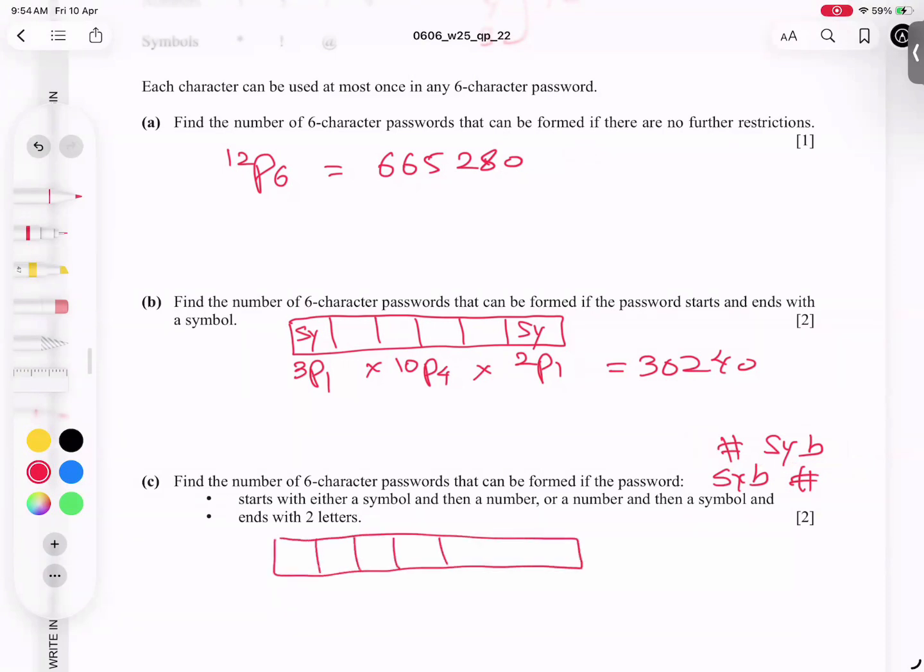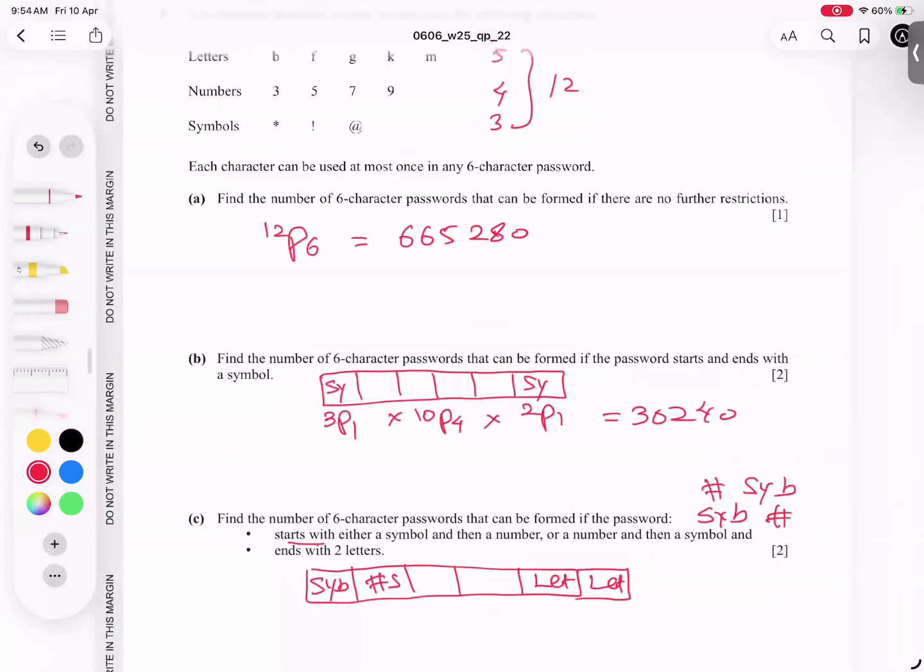1, 2, 3, 4, and 5. Hold on, I make it 1, 2, 3, 4, 1, 2, 3, 4, 5. One more box I need. Okay, so let's get ready. How can we do starts with? So let the symbol come here and the number come here. And then ends with what? Two letters. So here a letter and here a letter. Okay, so let's try to do it.